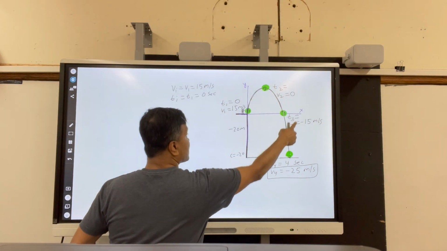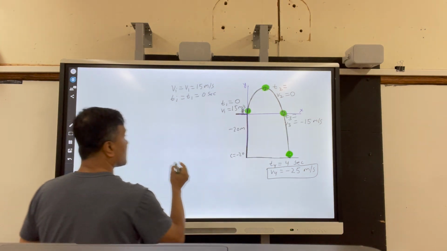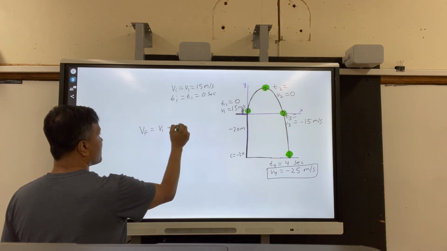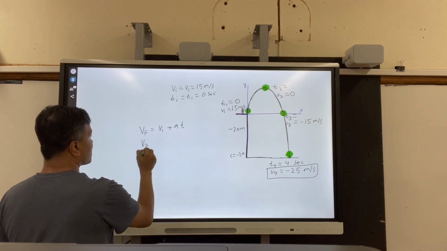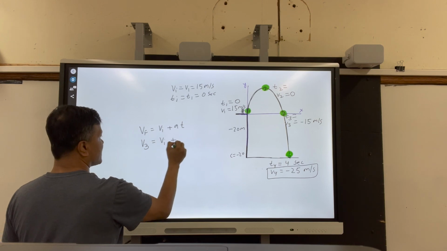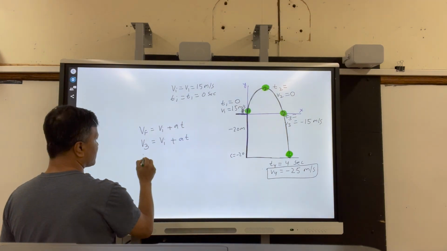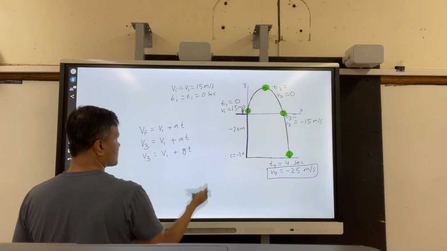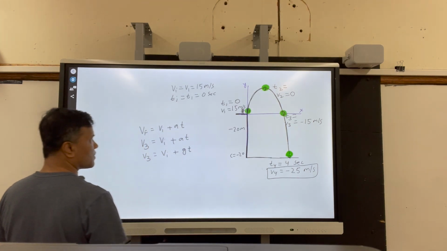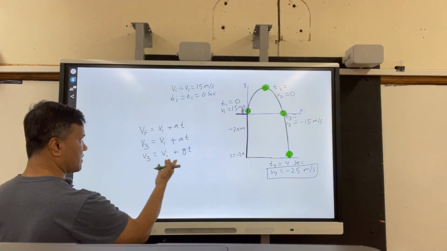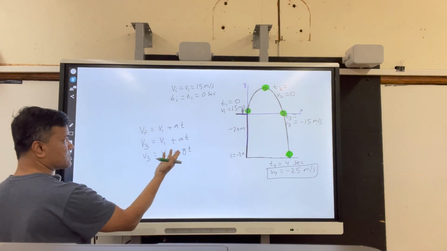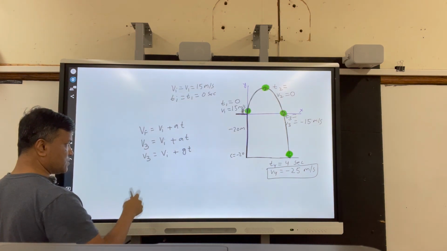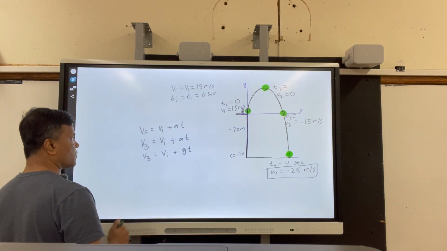So let's find the t3. How can we find the t3? Well, that's pretty simple. Vf is equal to vi plus at, right? So v at location 3 is equal to vi plus at. And if you don't like this, you can always write gt, right? Because we are talking about free fall. What type of free fall? Throwing up. And then that means acceleration is the God-made one, which is a small lowercase g. So you have to replace this one by lowercase g.